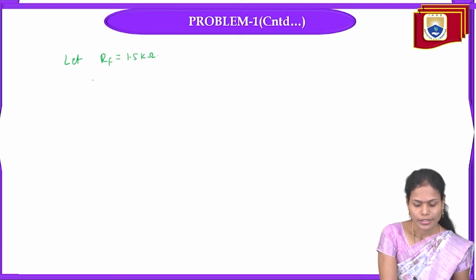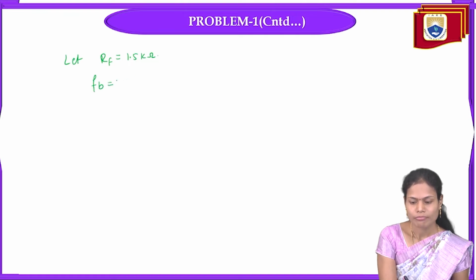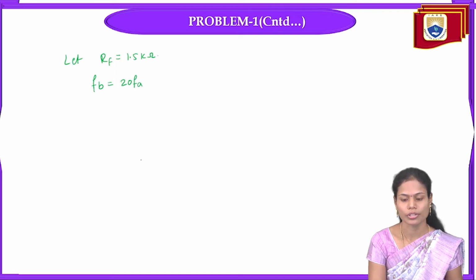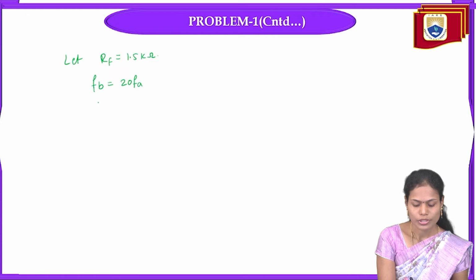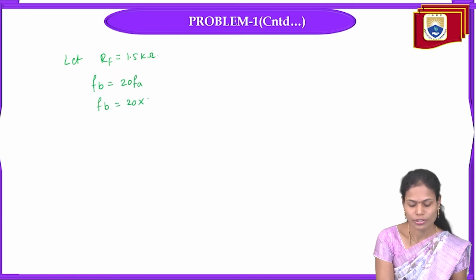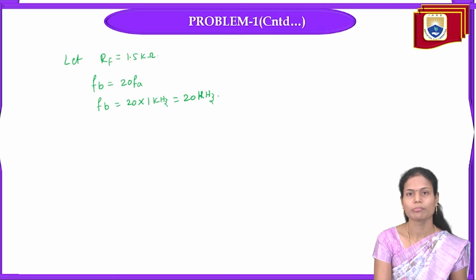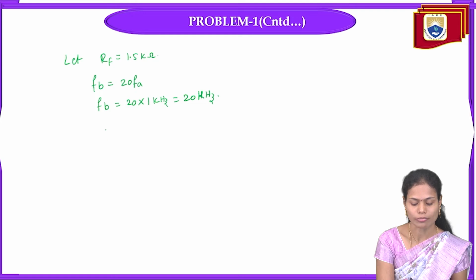So here FB, the second cutoff frequency of the practical differentiator, must be 20 times the first cutoff frequency FA. So FB equal to 20 FA. So that is nothing but FB equal to 20 into already FA value is 1 kilohertz. So that is nothing but 20 kilohertz. The value of FB is 20 kilohertz. But what is the formula for this second cutoff frequency FB? FB equal to 1 by 2 pi R1 C1.